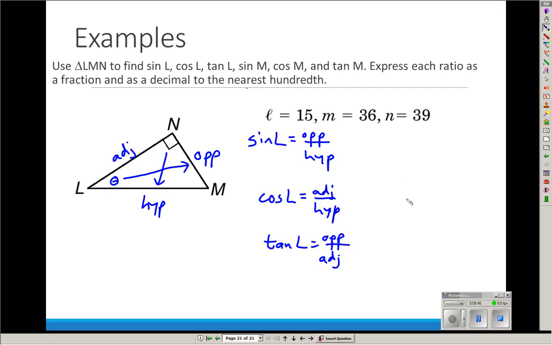That's where I'll start. Now, they give us the side lengths here. Little l, little m, and little n. Now, when they give us these side lengths, that means lowercase l side is across from capital L angle. Lowercase m side is across from capital M angle, and so on. So, across from angle L is 15. Little m is 36. Across from angle M is 36. And across from angle N is 39. So now I know my opposite, adjacent, and hypotenuse. Sine is opposite over hypotenuse. That's 15 over 39, which reduces, those are both divisible by 3. That's 5/13. So that's my fraction answer. And then the decimal answer is about 0.38.